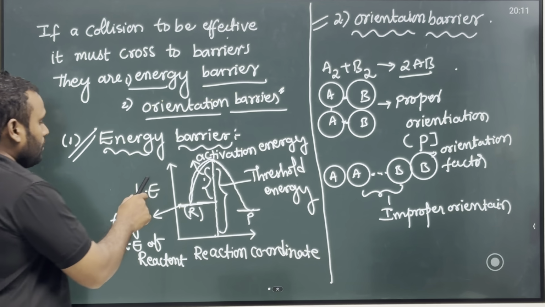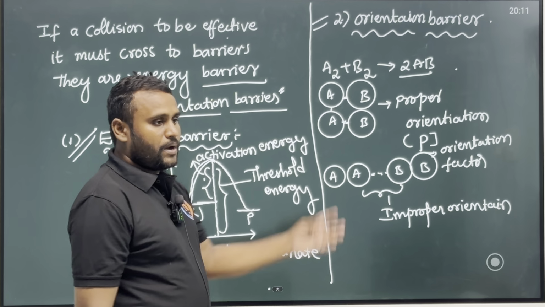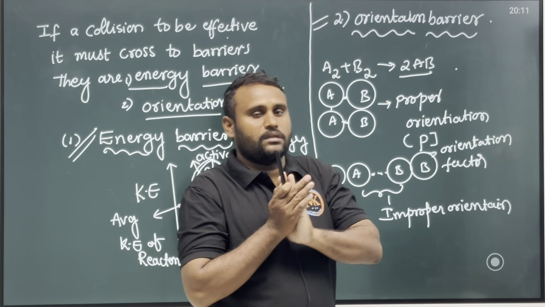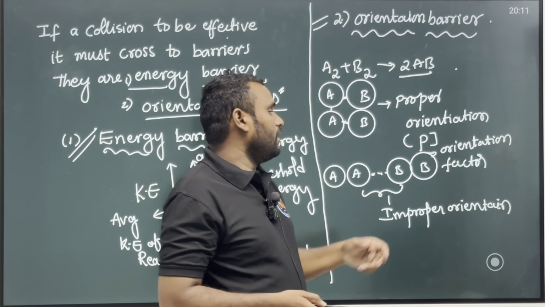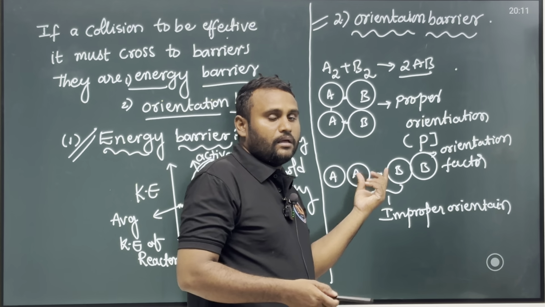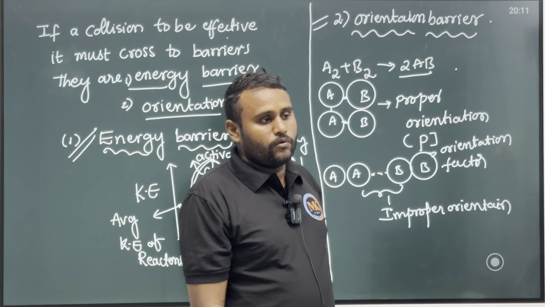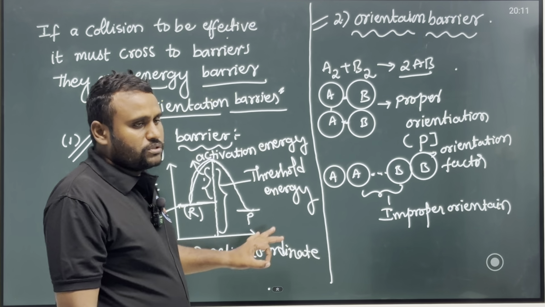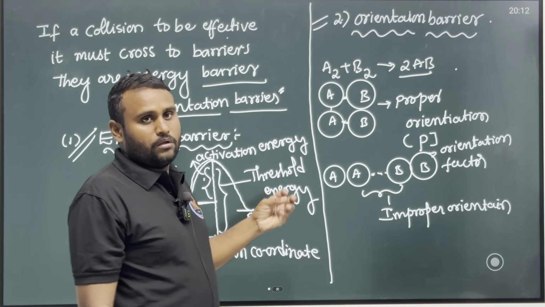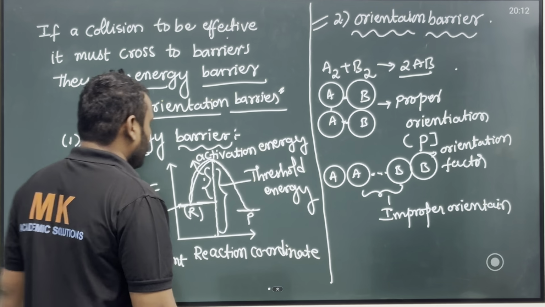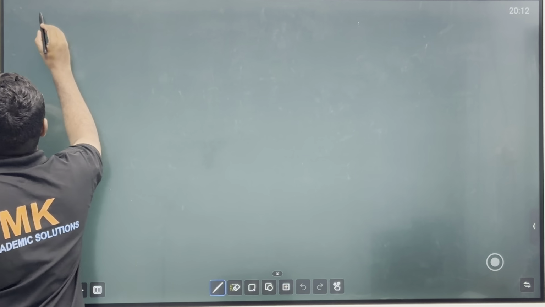It should not only cross the energy barrier, but also the orientation barrier. They should collide with each other in the proper direction, then only they will give the product. Even though they cross the energy barrier, if they collide with improper orientation, they will simply bounce back without giving any product. These are the two conditions a colliding reactant molecule must cross to give the product. Now let us summarize this collision theory.